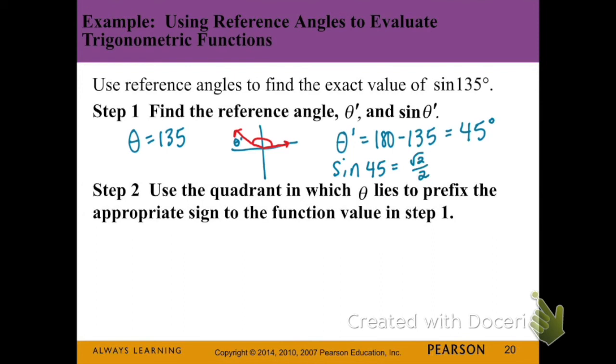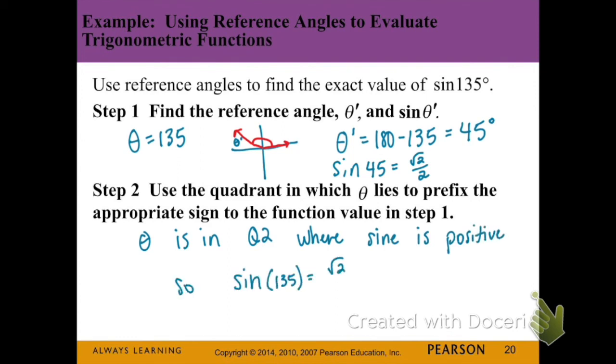Okay, now in step 2, we're going to think about which quadrant 135 degrees was in. It was in quadrant 2, and when we're in quadrant 2, we know that sine is positive. Therefore, we're not going to put a negative out in front of our answer. So my final answer, sine of 135 degrees, is just square root 2 over 2.